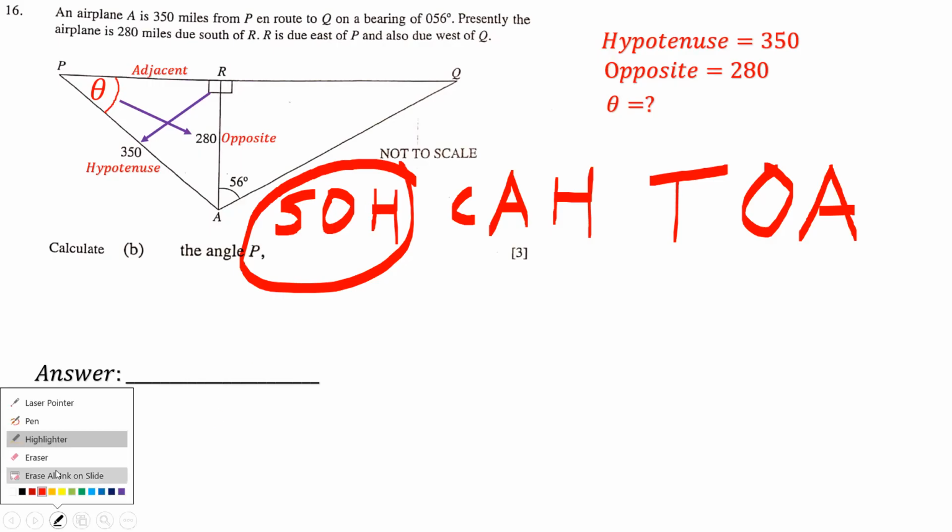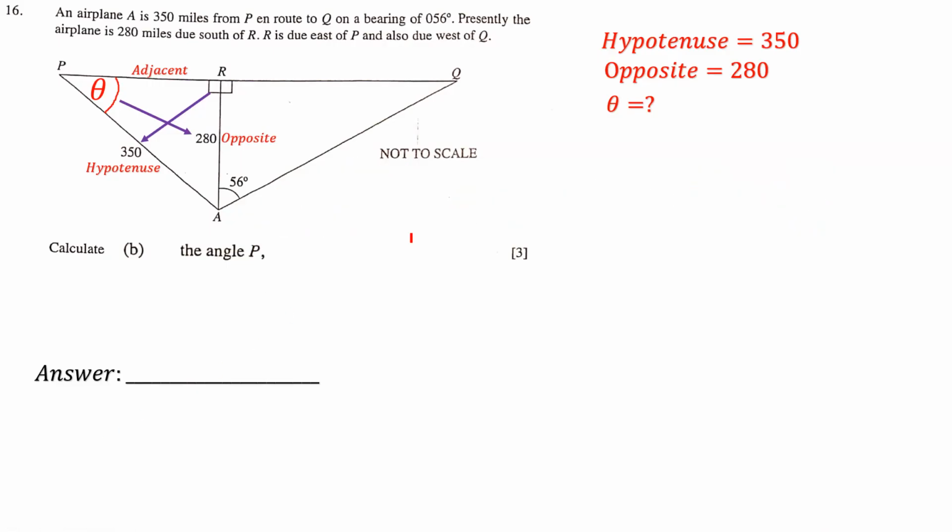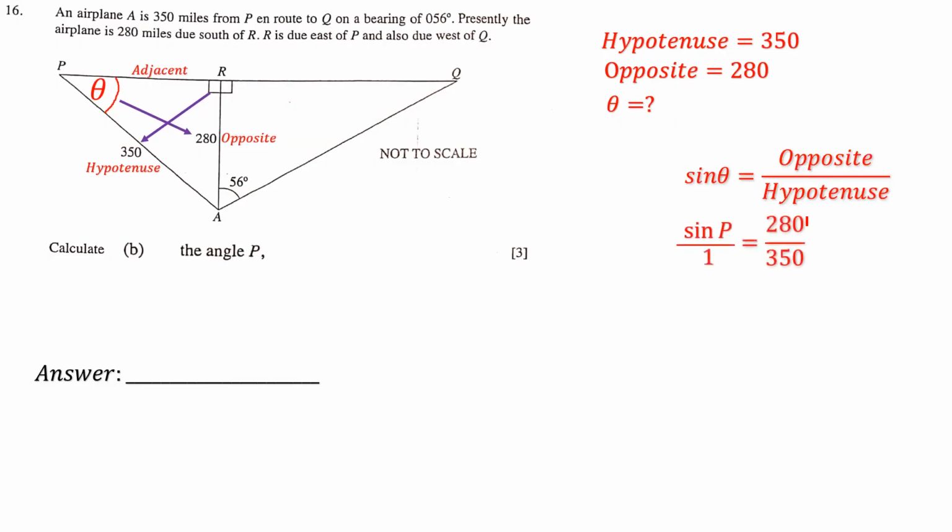And so let me erase our link. So here we have the sine ratio that we're going to use. Remember, sine of theta is going to be equal to opposite over hypotenuse. What is the opposite? Well, the opposite is 280. What is the hypotenuse? The hypotenuse is 350. What is theta? Well, theta is P because that's the angle P, right? That's what we're trying to find, P. And so I put sine over 1 because I'm preparing to cross multiply. So let's cross multiply 350 multiplied by sine of P and 1 times 280.